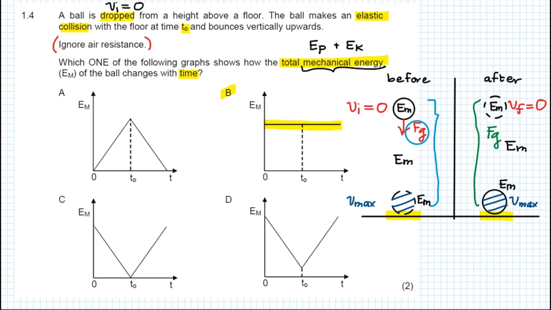The only graph that shows conservation of mechanical energy for this specific system is graph B. The mechanical energy before time t0 is constant and the mechanical energy after time t0 is constant. Therefore, the answer to question 1.4 is B.